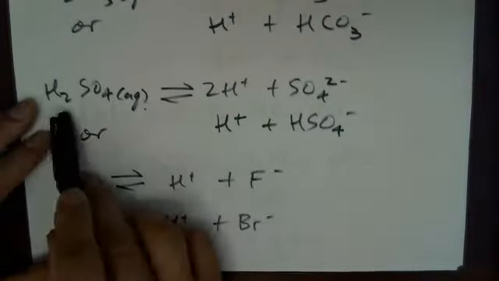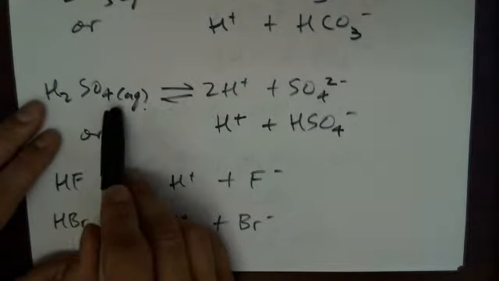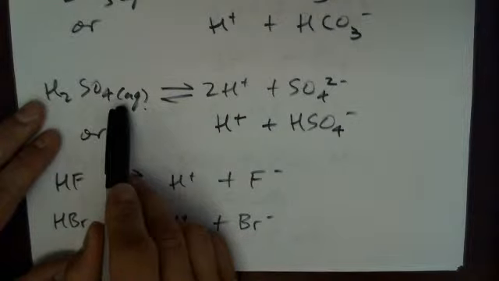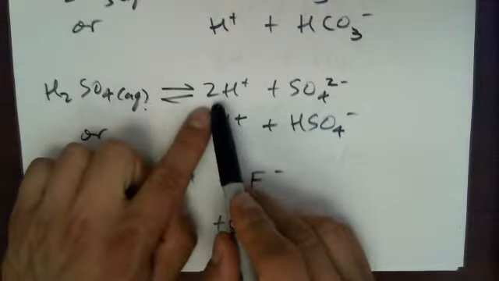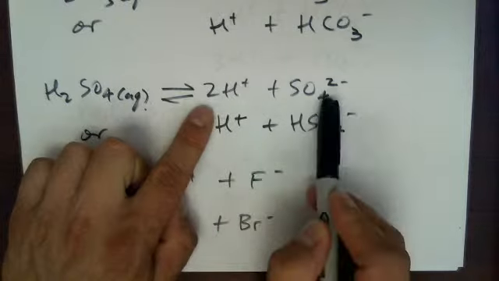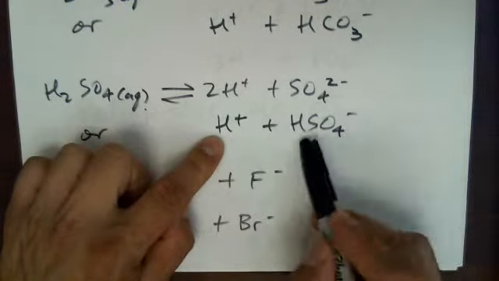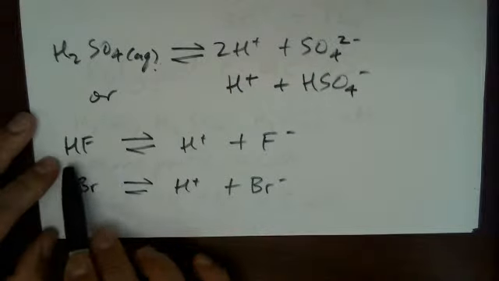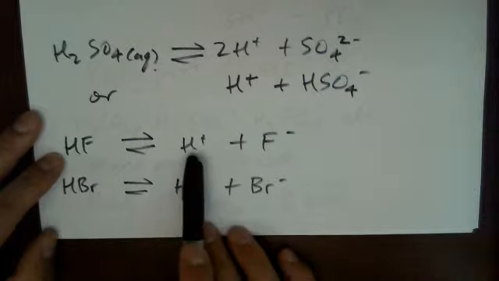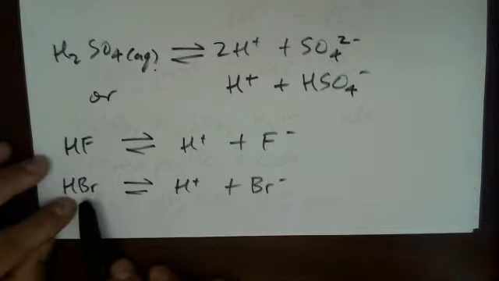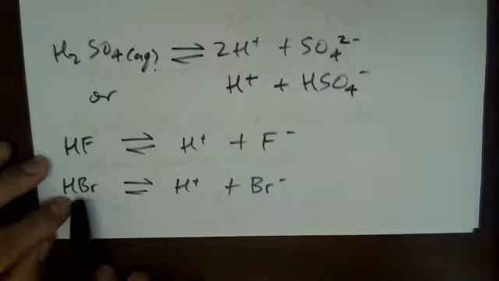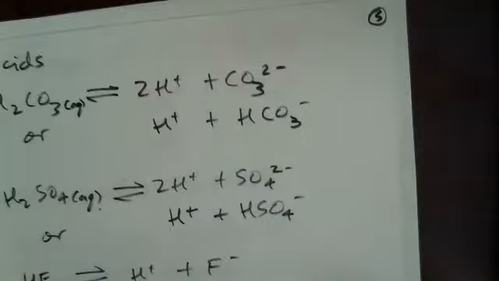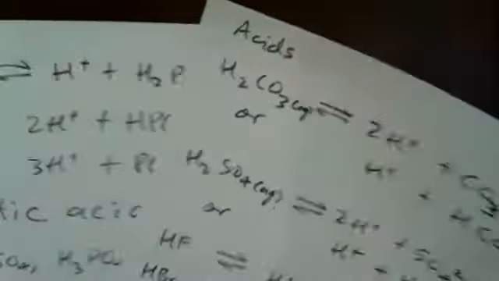Again, we have sulfuric acid in this case. So hydrogen sulfate is actually sulfuric acid when it's dissolved, and so it will split up into 2 protons and a sulfate, or you might just get 1 proton coming off and the bisulfate. HF is a weak acid, and you can see the HF splitting up into H plus and F minus. HBr is a strongish acid, and it'll split up into H plus and Br minus. So in all cases, the acid is donating this H plus, which is also known as a proton.